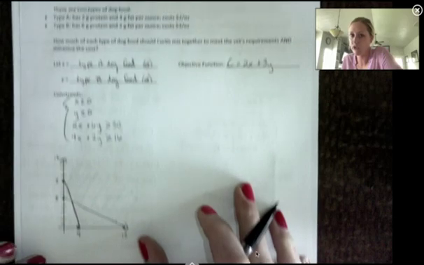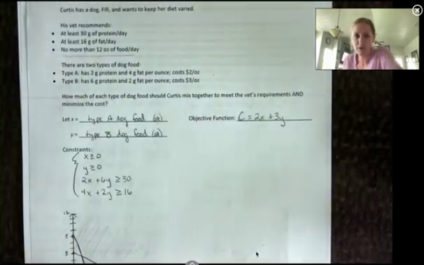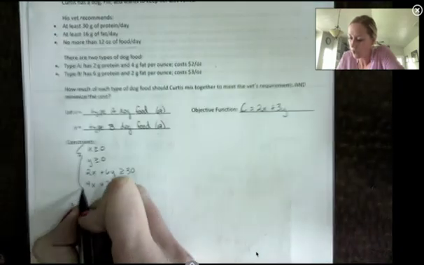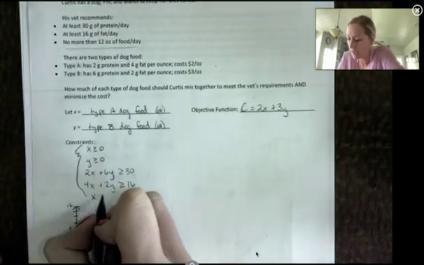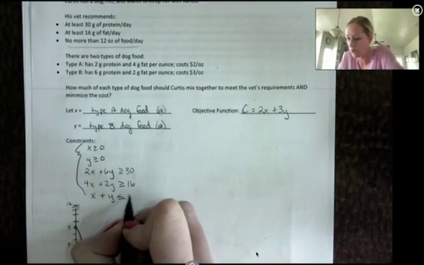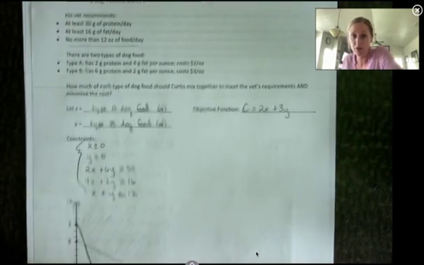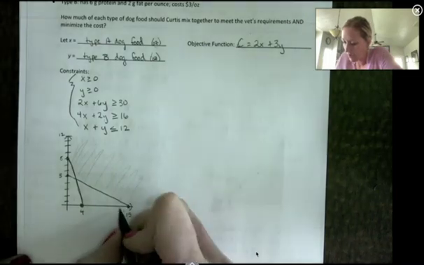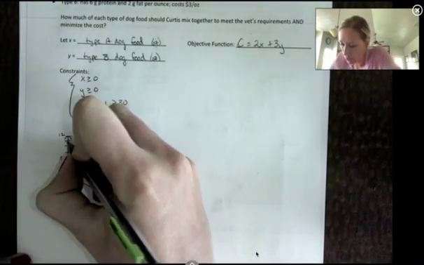We had a constraint on the amount of total food per day, no more than 12 ounces. So the total ounces of type A plus the total ounces of type B must not be over 12. Okay, so I have one more. So I have 12 and 12 when I plug in those zeros for intercepts.